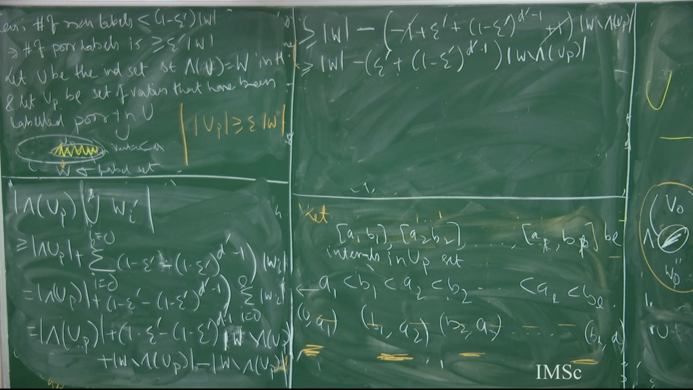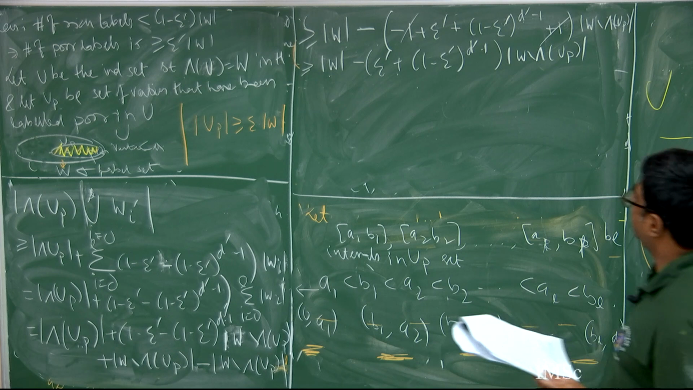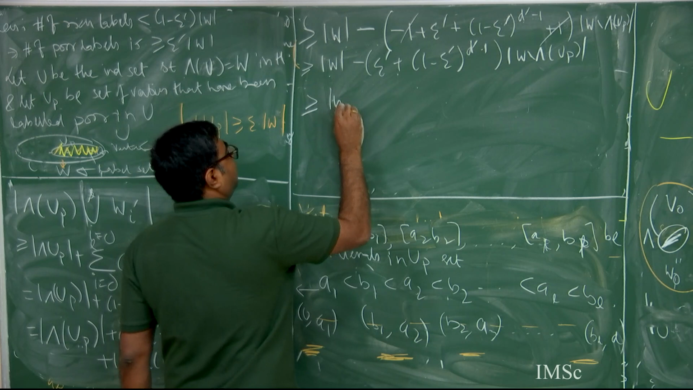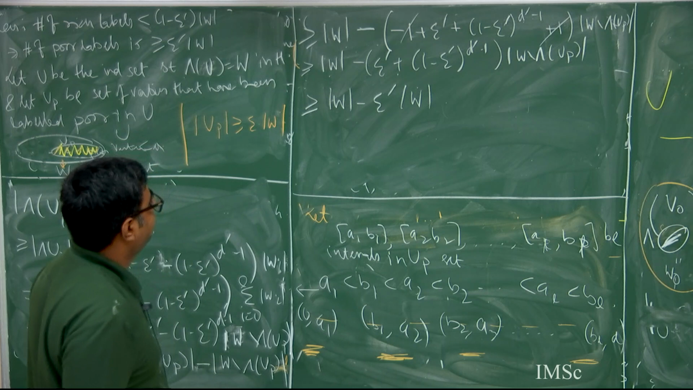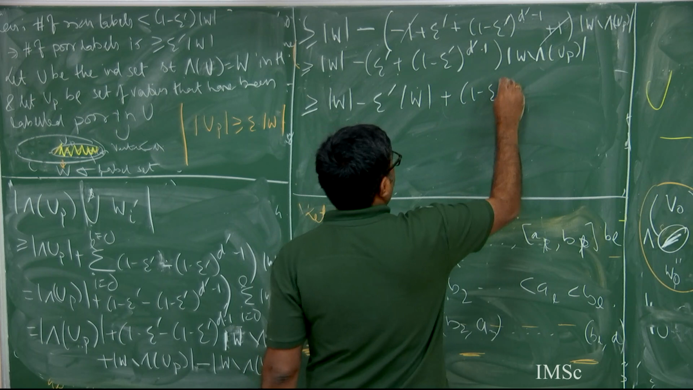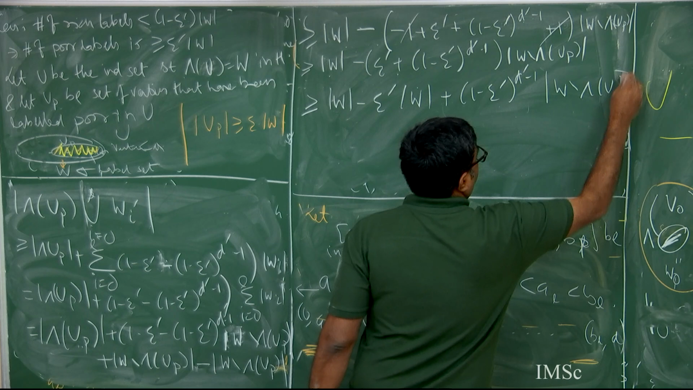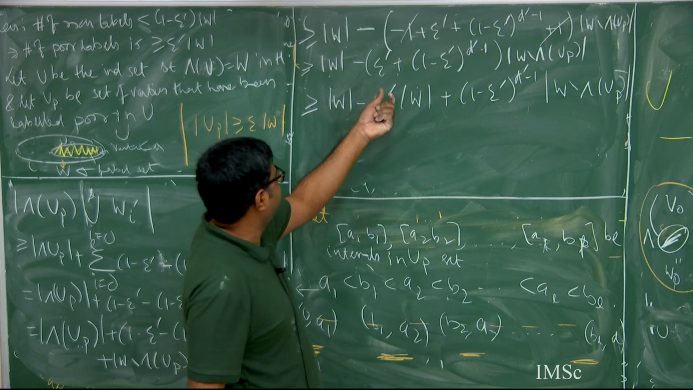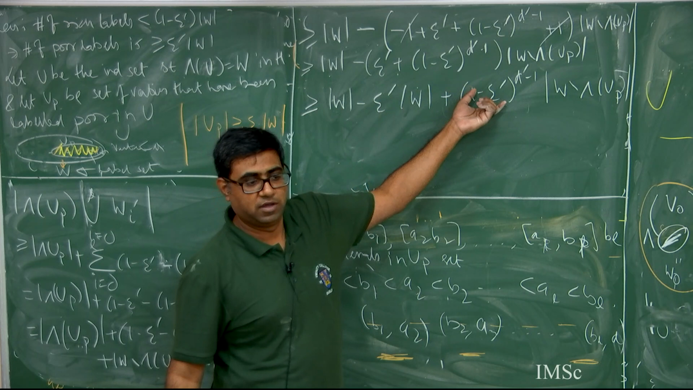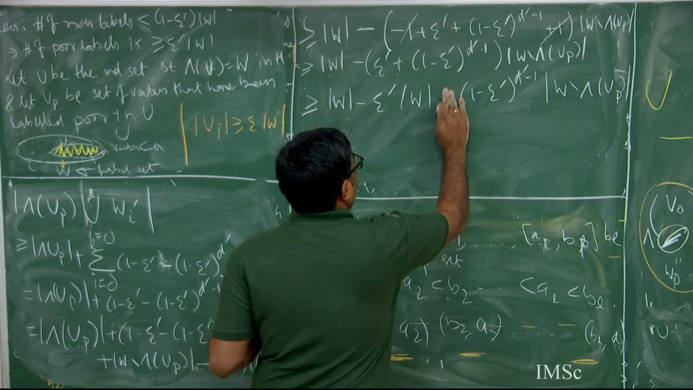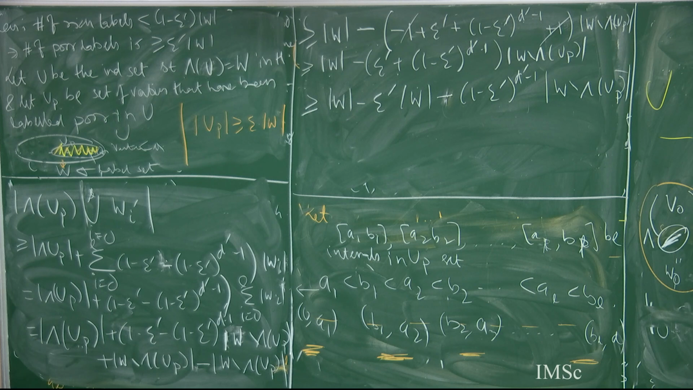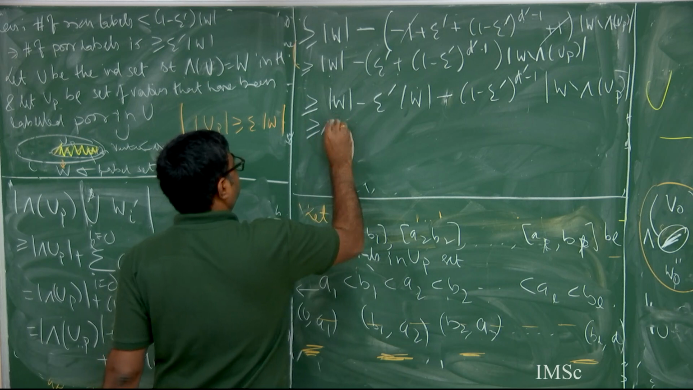Now, what should I do? Okay, so look at this. This is definitely greater than or equal to, if I do W minus epsilon times W, plus, just one second, is this correct? Right? Look, you are subtracting epsilon times some small quantity. I'm subtracting a slightly larger quantity and I'm keeping everything else the same. Is it correct? Fine. Yeah, but he's right. Why not just do the same thing here? And I think then we will be done, right?